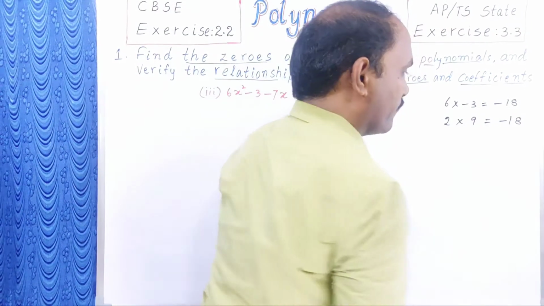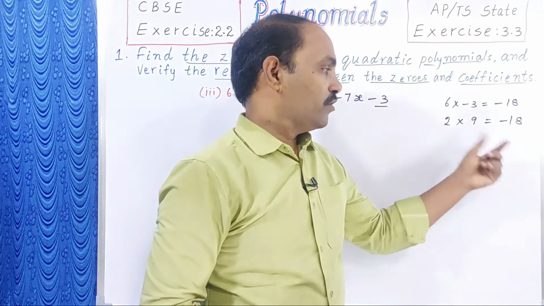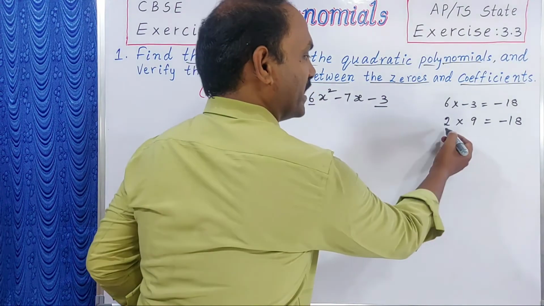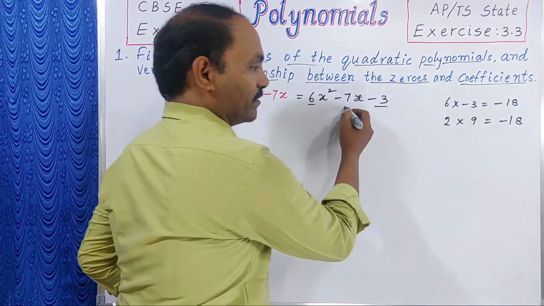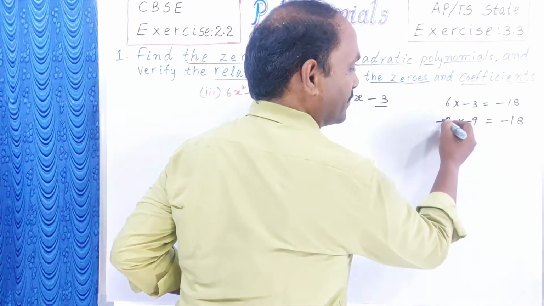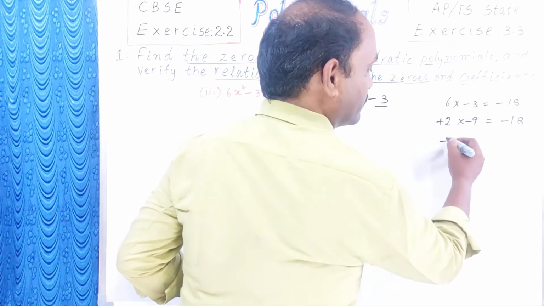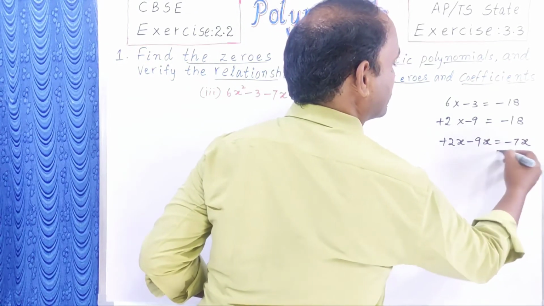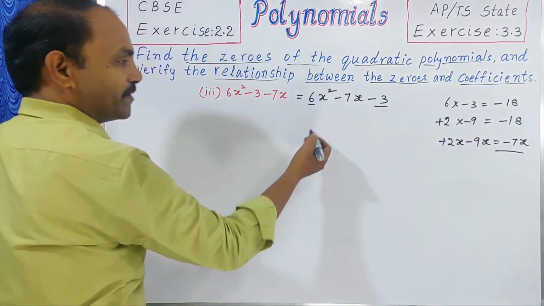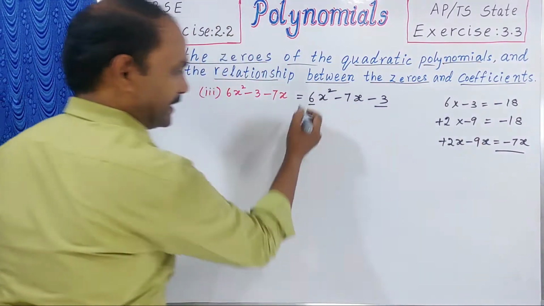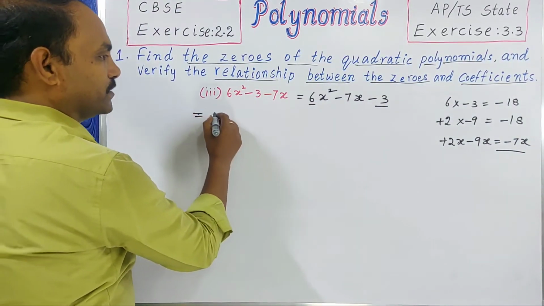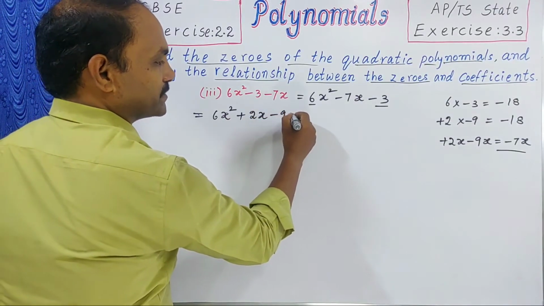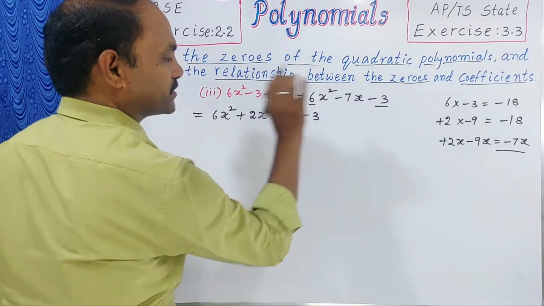Remember that students, when the product is minus here, then we must subtract the factors. Let us subtract these two. 9 minus 2 is 7. That's why we should take here minus, here plus. Then plus 2x minus 9x. We got minus 7x, the middle term. Okay, let us replace 7x with 2x minus 9x. 6x square, first term same, plus 2x minus 9x minus 3, constant term same.